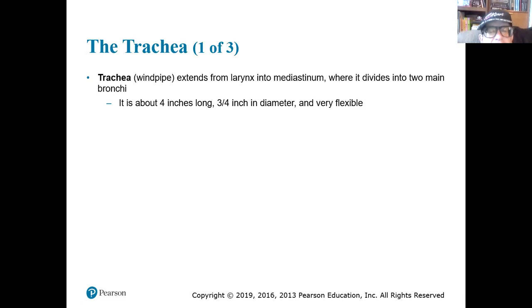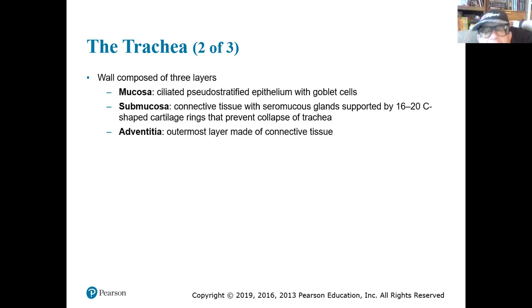Now your trachea goes from the larynx to the middle of the chest cavity, the mediastinum. It divides into two primary bronchi, a left bronchus and a right bronchus. The trachea is about 4 inches long, 3/4 of an inch in diameter. Because it's not a pipe, because it's made out of little rings attached by little pieces of individual connective tissue, it's pretty flexible. It can bend. This is important because we can move our head around.